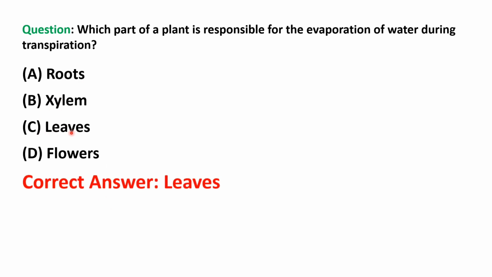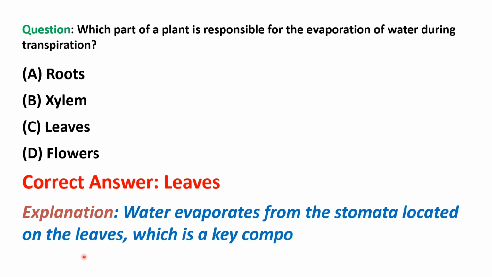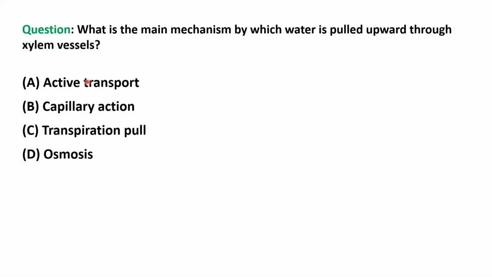The leaves. C. So the best explanation that we can give is that water evaporates from the stomata located on the leaves, which is a key component of the transpiration process. So we have answered this question. Let us now move on to our next question. So here is our next question. What is the main mechanism by which water is pulled upward through the xylem vessels?